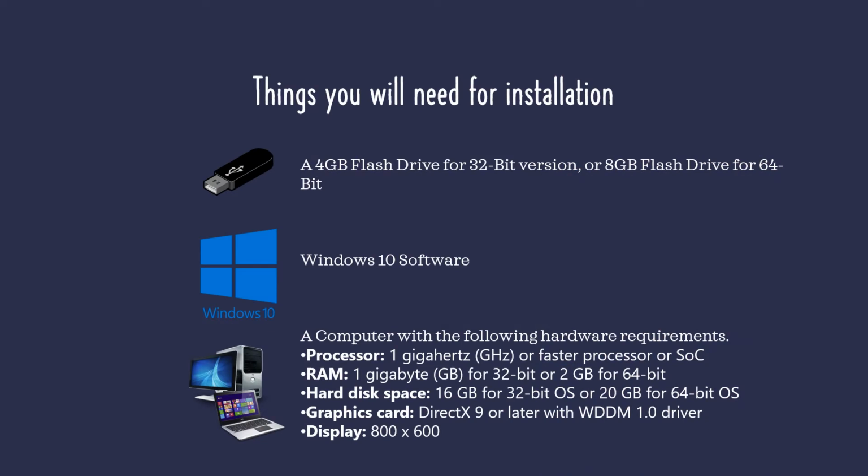Things you will need for installation: a 4 GB flash drive for 32-bit version or 8 GB flash drive for 64-bit, Windows 10 software, and a computer with the following hardware requirements: a processor of 1 GHz or faster, RAM of 1 GB for 32-bit or 2 GB for 64-bit, hard disk space of 16 gigs for 32-bit or 20 gigs for 64-bit, a graphics card with DirectX 9 or later with WDDM 1.0 driver, and a display of 800 by 600.